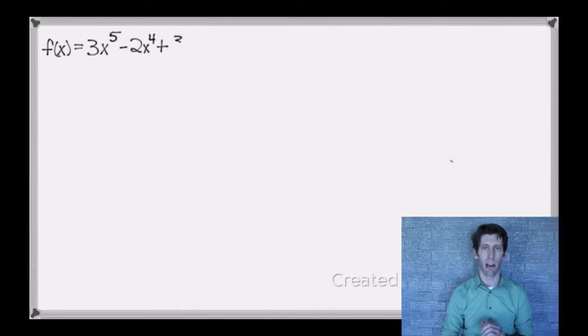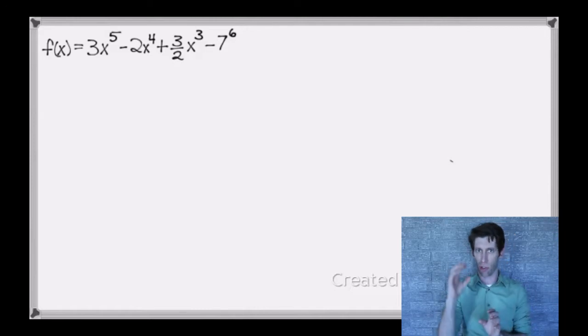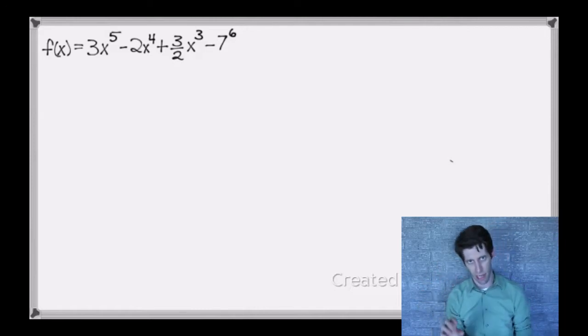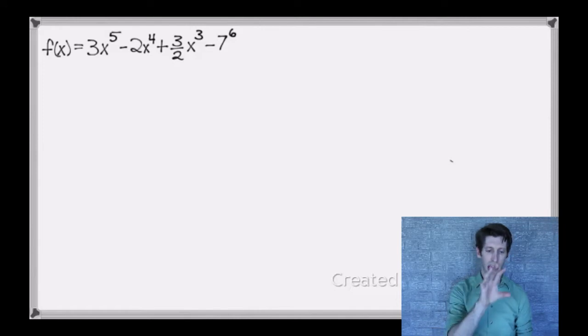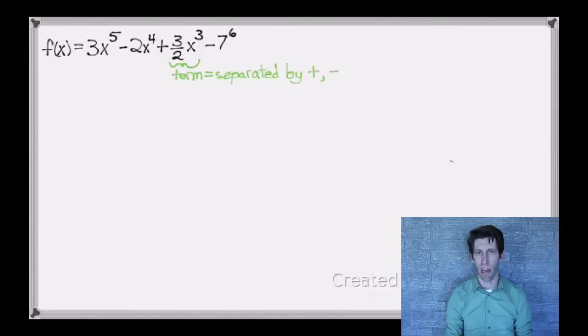So recall that a polynomial function has the form a constant times x to a non-negative integer power plus another constant times x to another non-negative integer power, and so on down the line. So essentially what you have is constants multiplied by x to a power, constants multiplied by x to a power. So the terms in a polynomial are separated by addition or subtraction, that is by a plus or a minus.